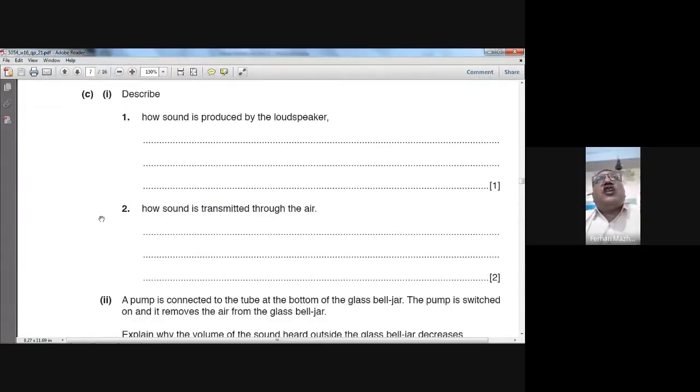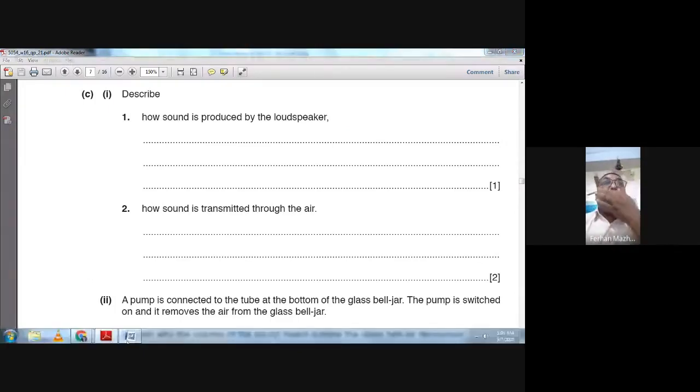C part's first portion. Describe how sound is produced by the loudspeaker. You know, the loudspeaker has a cone, it has a diaphragm, and when that cone vibrates, it makes the diaphragm vibrate. So when the diaphragm vibrates, it moves to and fro, it produces sound. Okay, I have written its answer.